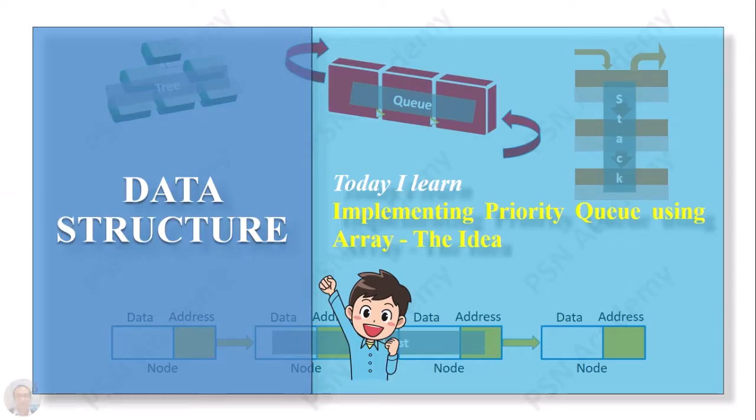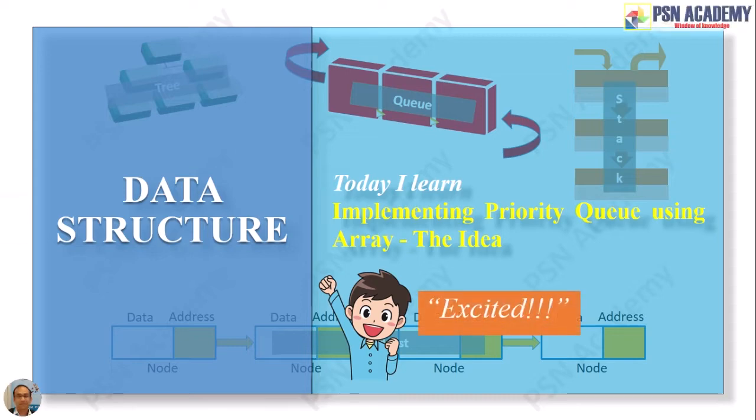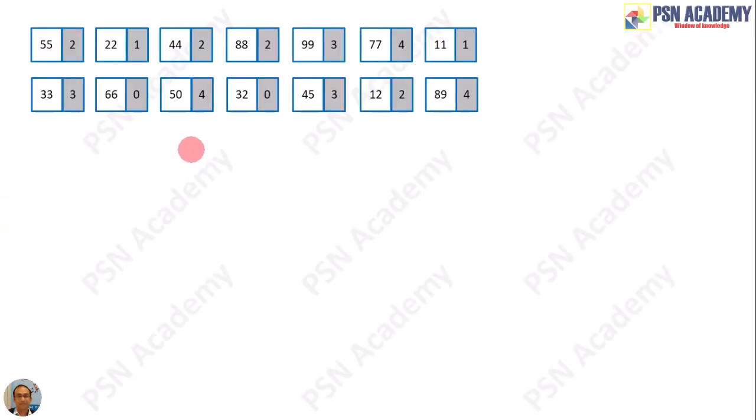I will give you the idea how to implement priority queue using array. Here we have a list of items and each item is associated with a priority. For example, 55 is the data of the first item and 2 is the priority of this item. Similarly, 22 is the data of the next item and this item is associated with priority 1. Now in total we have 5 priorities here, that is priority 0, 1, 2, 3 and 4.